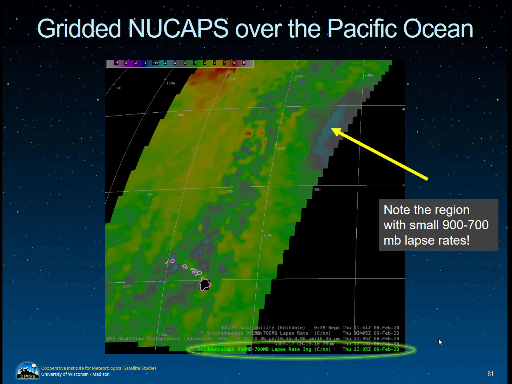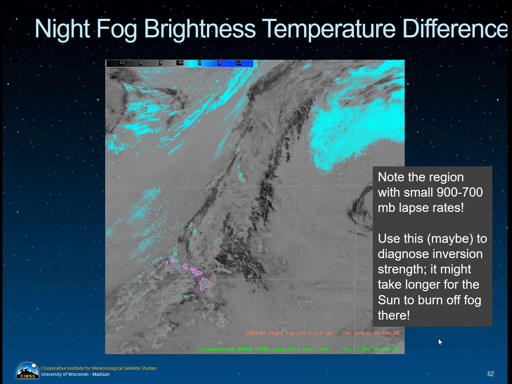Here's another example showing the lapse rate from 900 millibars to 700 millibars. We have a region with small values, so a very stable region. If we look at the night fog brightness temperature difference indicating stratus in that region, maybe you can use that lapse rate to diagnose the strength of the inversion. That might give you information on how long it might take for that stratus to burn off.